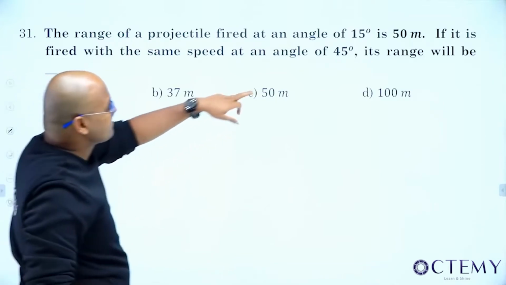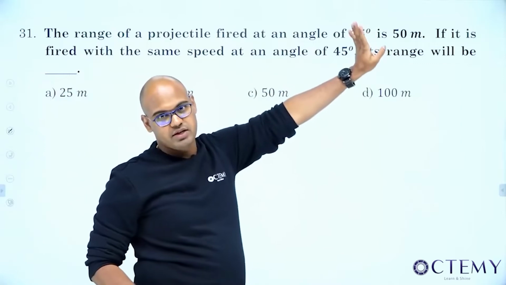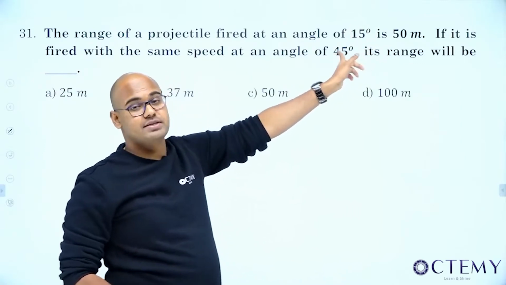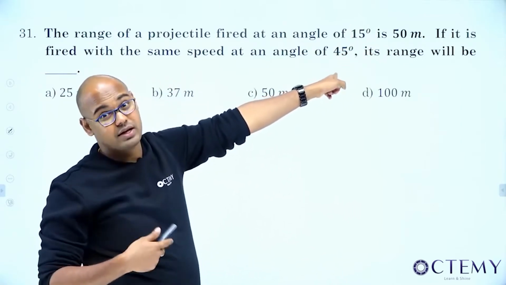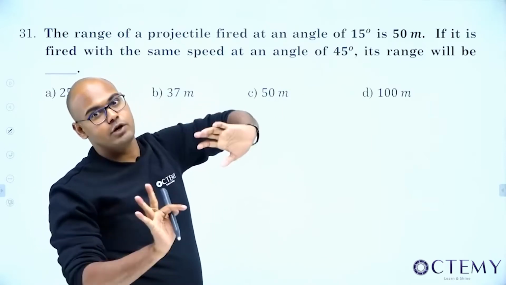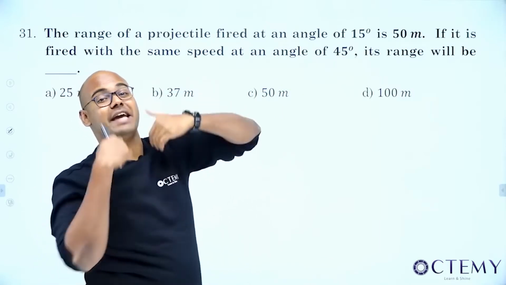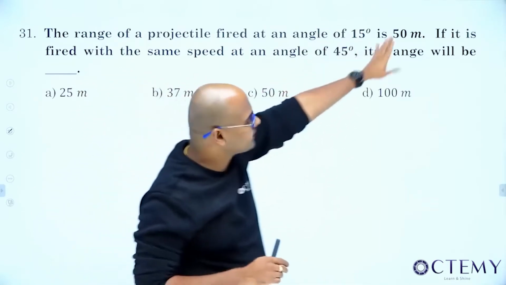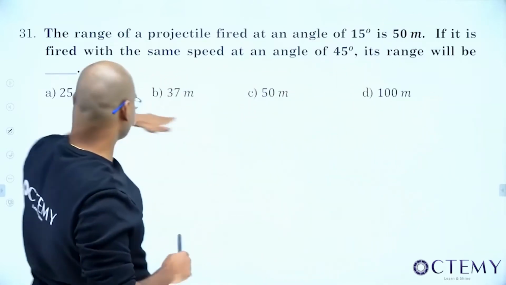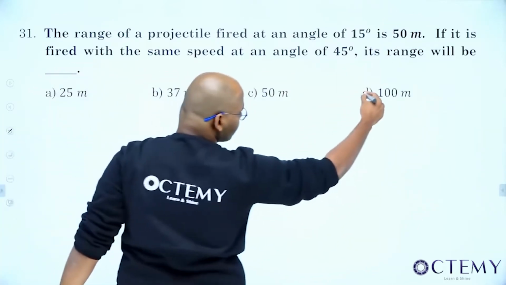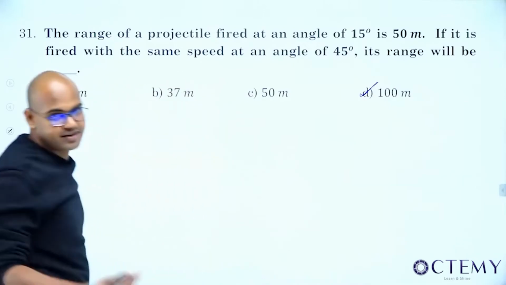See, at 15 degrees, it is 50 meters. At 45 degrees, just now we have got, if you project with the same velocity at 45 degrees, it will be having the maximum range. That means it will be definitely greater than 50 meters. Now, which option is having more than 50? Answer is 100 meters. Directly you can get.